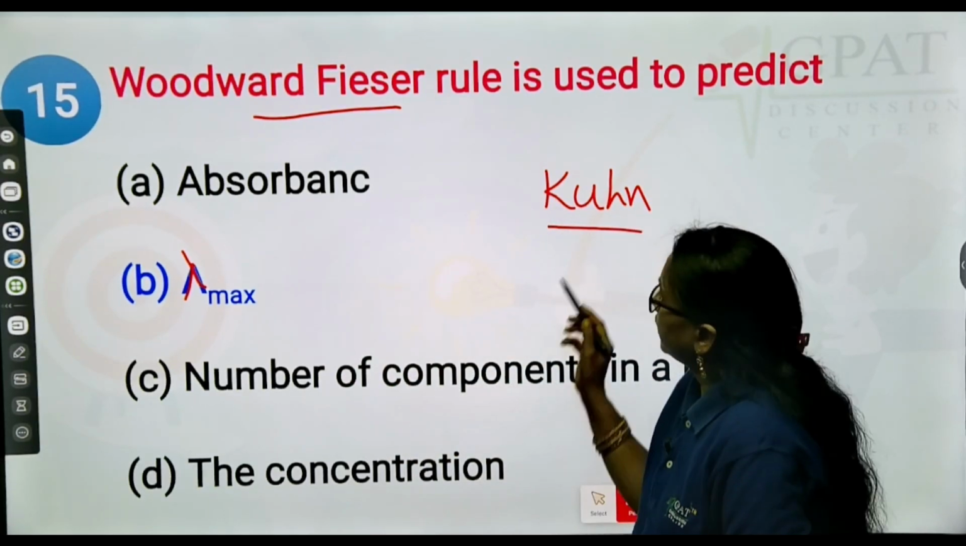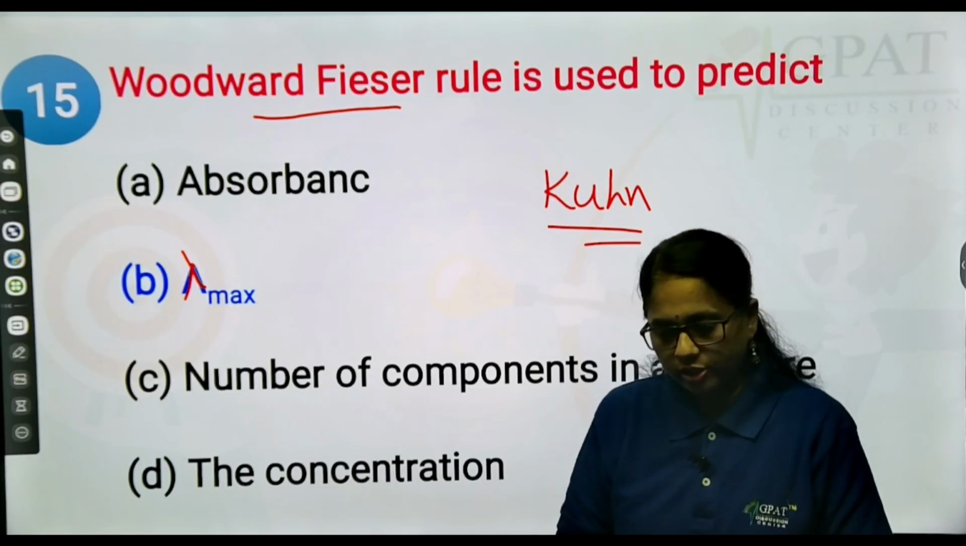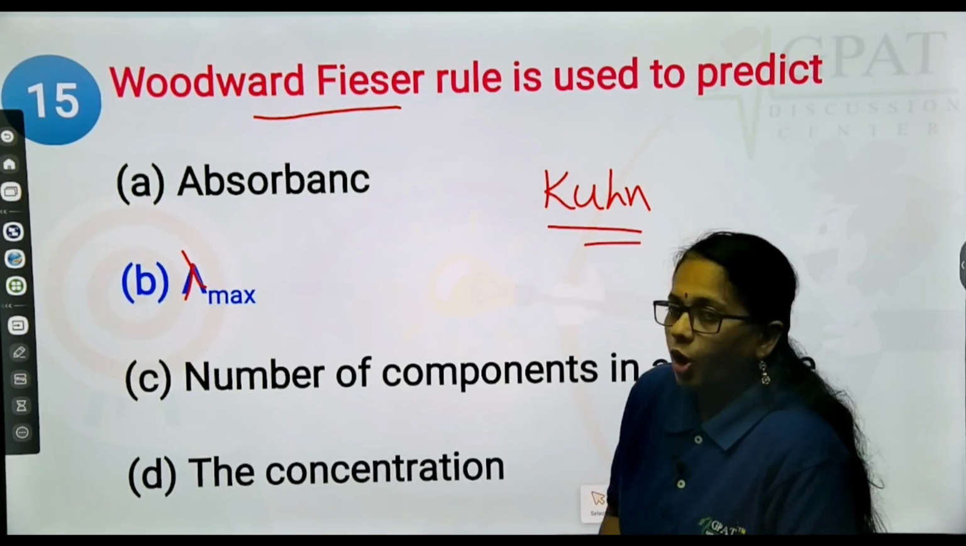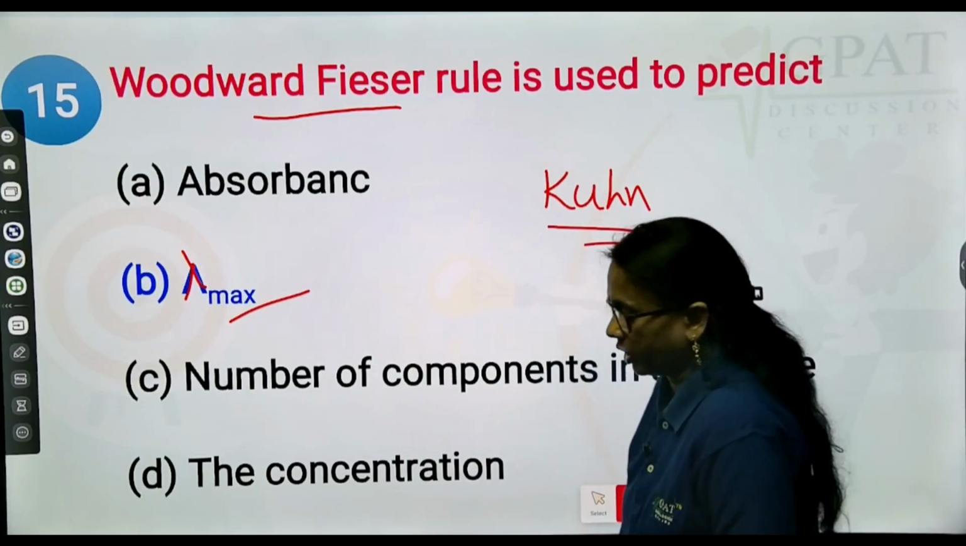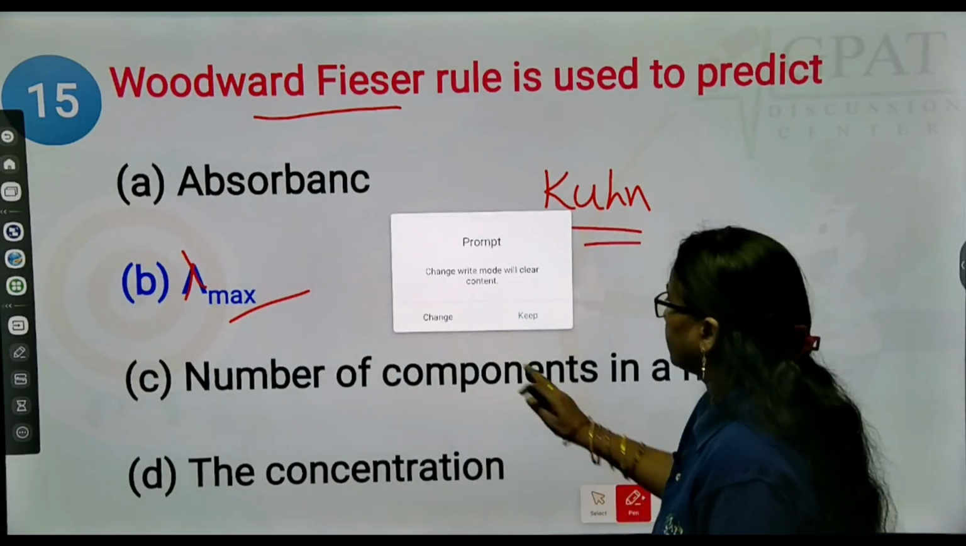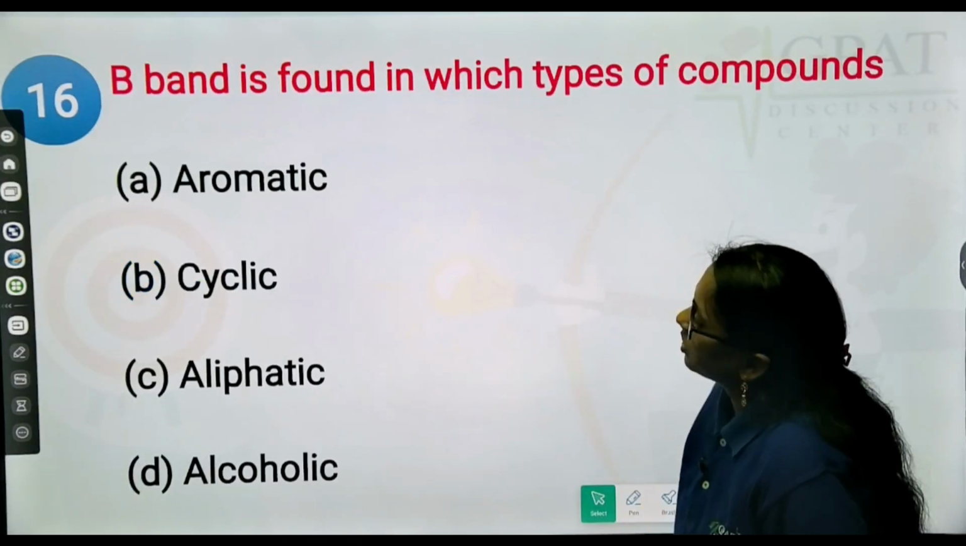Okay, so in that case you have to go for the Kuhn rule, which is also available, and all these rules are going to be helpful in calculating the lambda max. Okay, so that is going to be the right answer. Next we will move to another question.